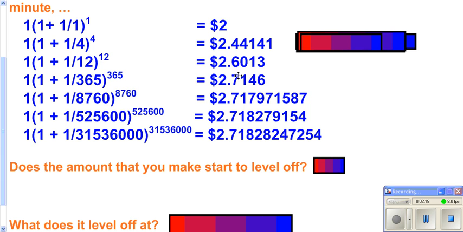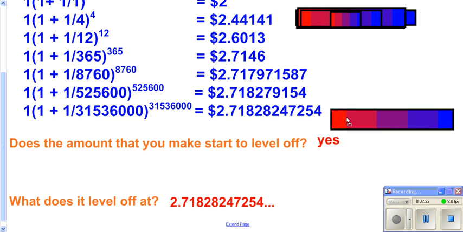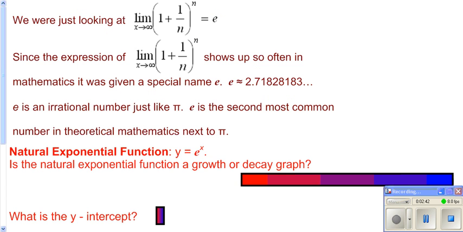So are all these numbers starting to level off at a particular value? Yes, they are. What are they all starting to level off at? Well, they're starting to level off at this. That's referred to as our natural number e. What we were doing was just this limit thing and putting in larger and larger values.